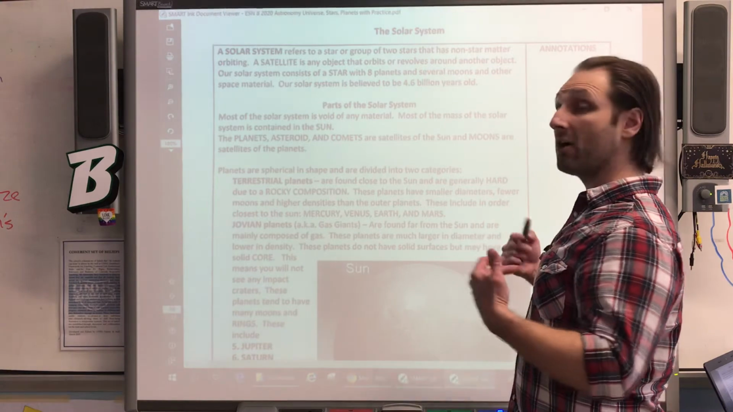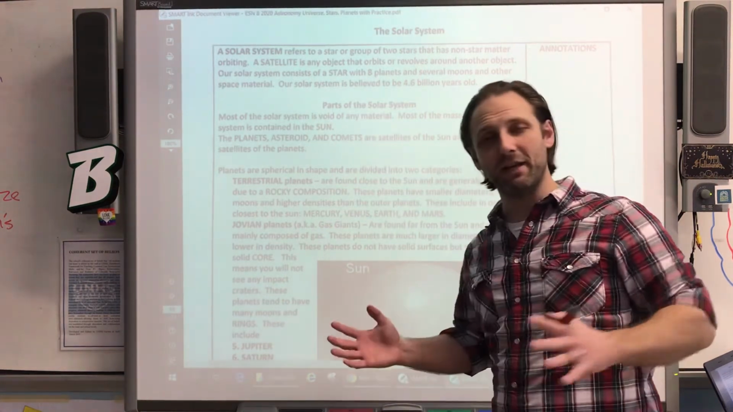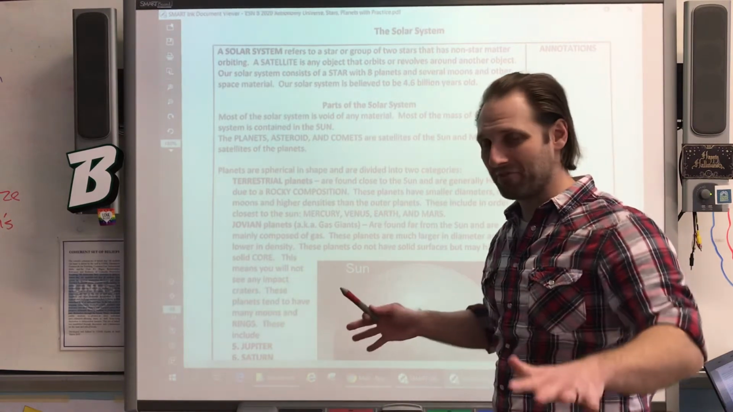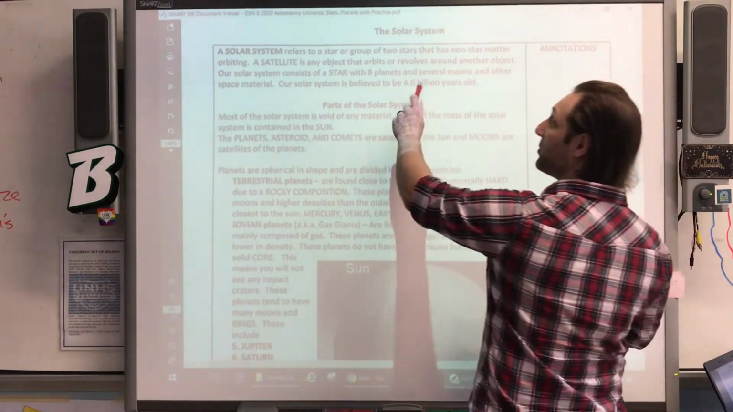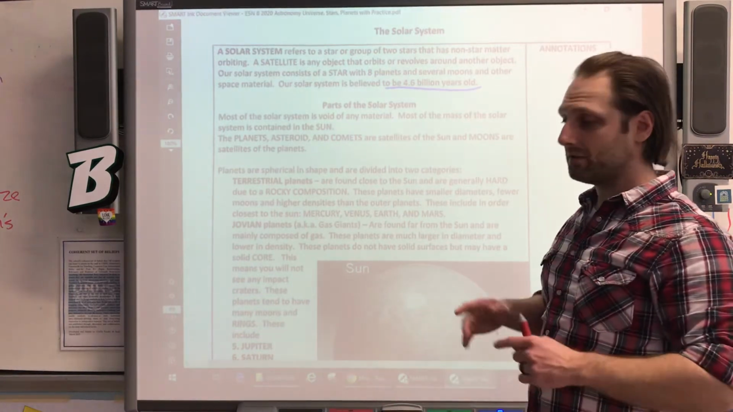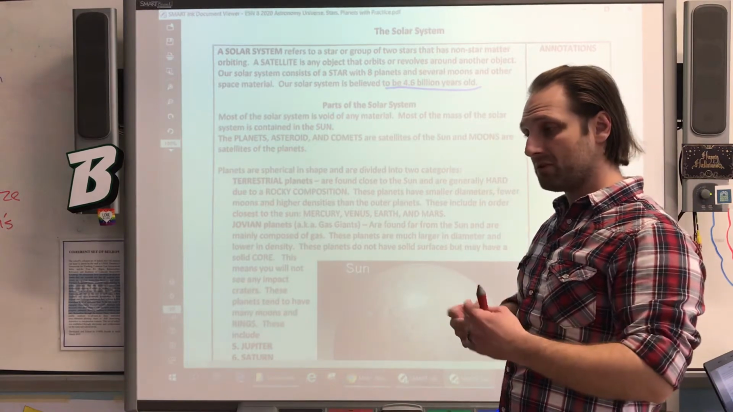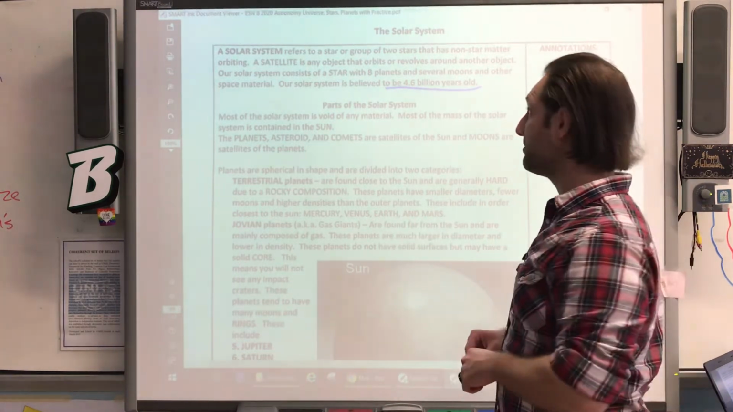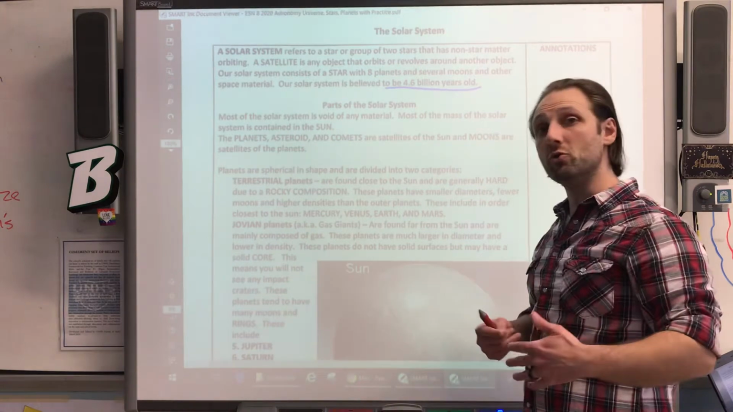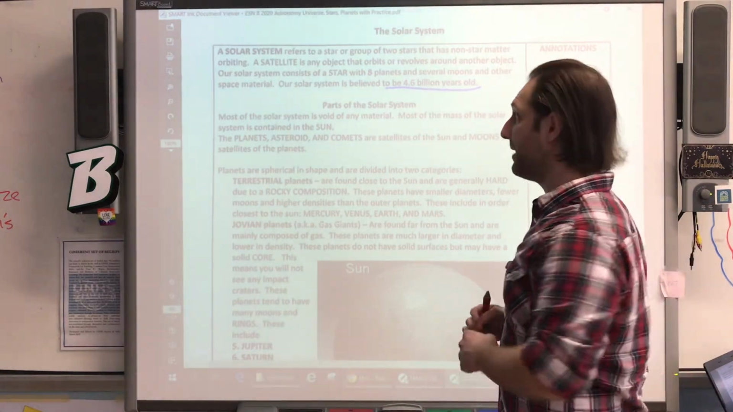Now, in our solar system, we have 8 planets. I would love to debate you on Pluto, but not for now. Our solar system is believed to be 4.6 billion years old. So we are taking the assumption that the sun and the planets all began forming 4.6 billion years ago. And that was due to using uranium half-lives to determine that.